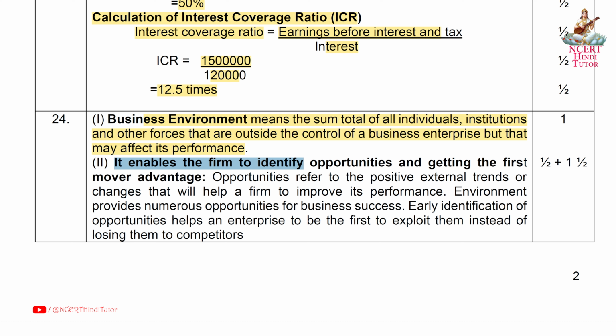It enables the firm to identify opportunities and get the first mover advantage. Opportunities refer to the positive external trends or changes that will help a firm to improve its performance. Environment provides numerous opportunities for business success. Early identification of opportunities helps an enterprise to be the first to exhibit them instead of losing them to competitors.